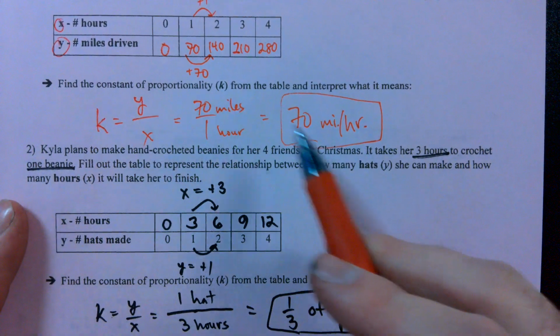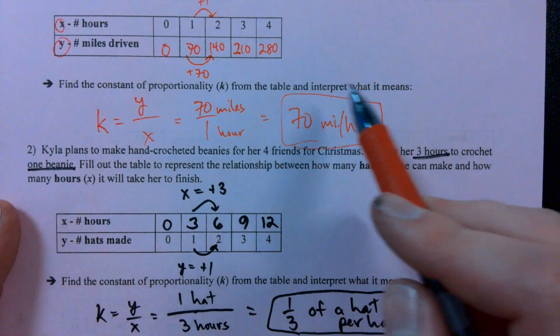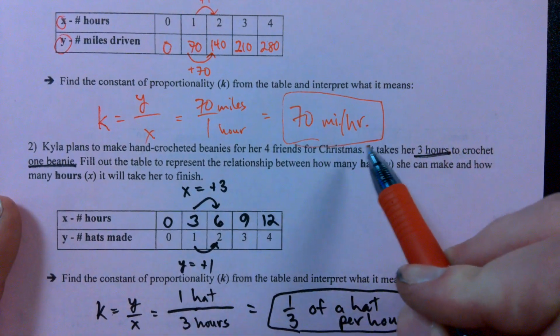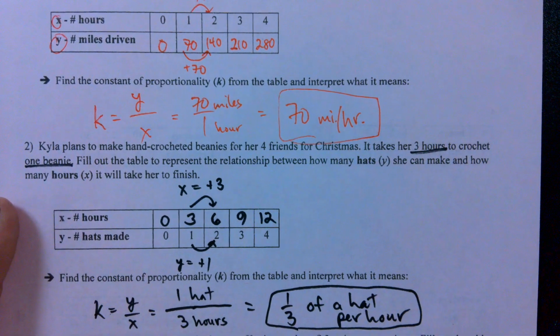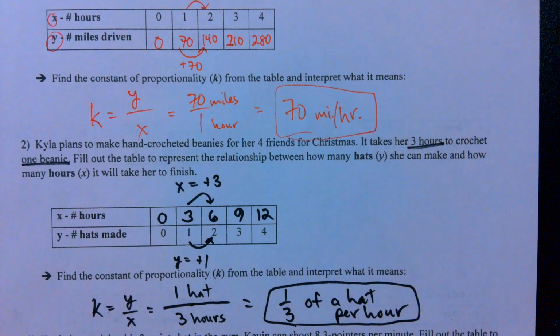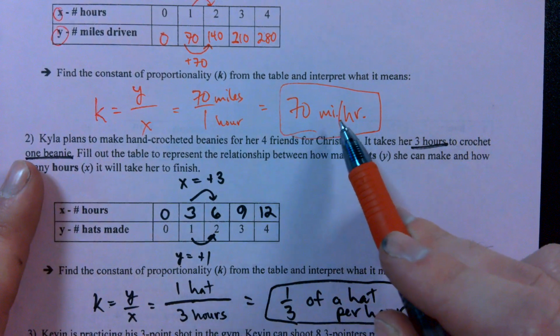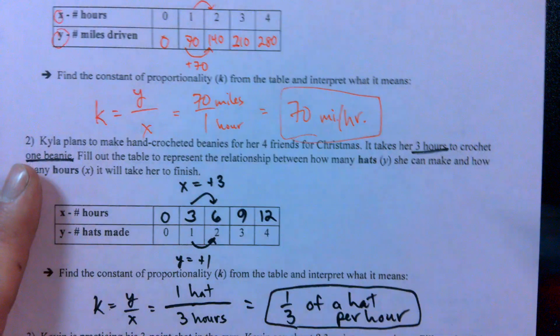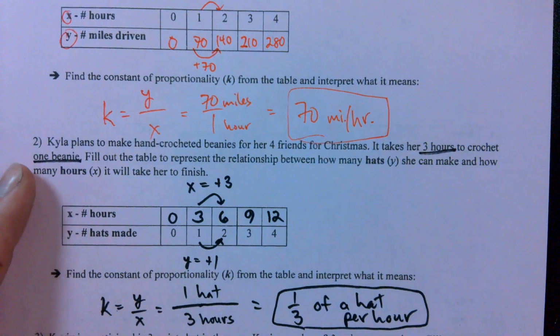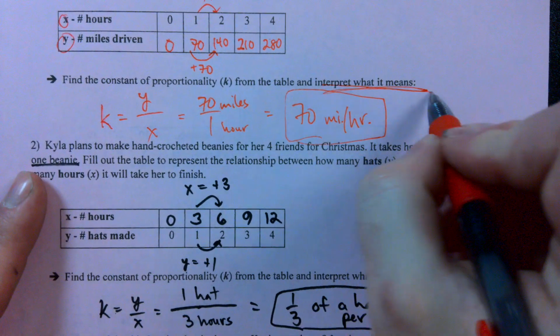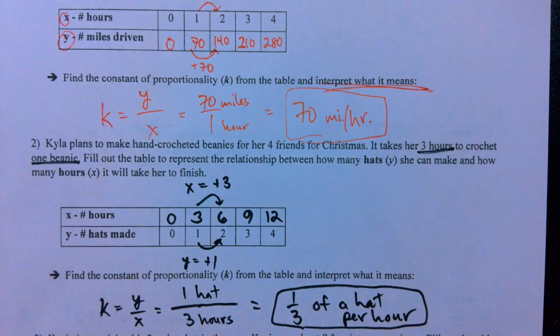So we found the constant, that's 70, and interpreting what it means just means add your units. Are we talking about 70 feet per second? Are we talking about 70 days per month? I don't know. Here we're talking about 70 miles per hour because we're talking about Tyler driving, okay? So when it says interpret what it means, it means add your units on the end. All right, give me a thumbs up if you got 70. Anybody get 70 on their own? Yeah? Okay, good, great.